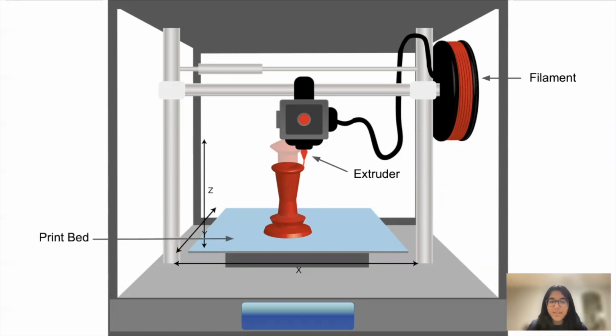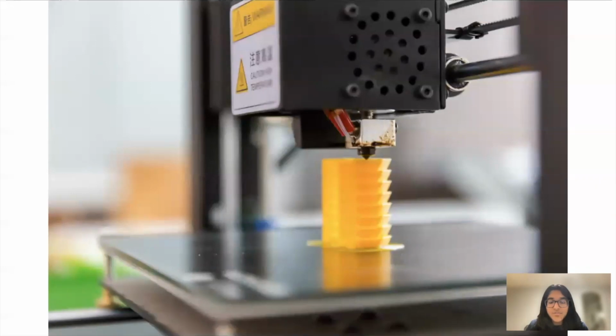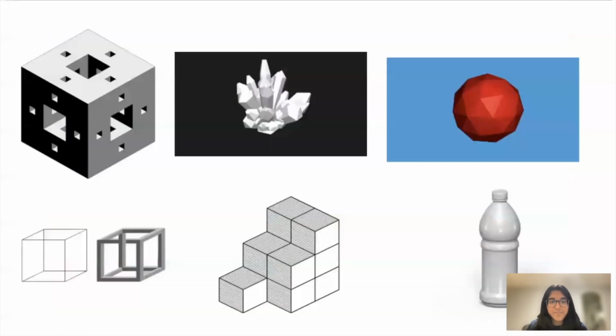And layer by layer, it builds up and turns into the object that you had designed. As you can see, the extruder is very thin, so it allows for a lot of detail to go into the design, and it allows for small to big designs, depending on what you have come up with. But throughout this process, you can see that the first thing you need is a 3D design. Here are some examples of that, and today we're going to be learning how we can actually create this design online. So let's get started.